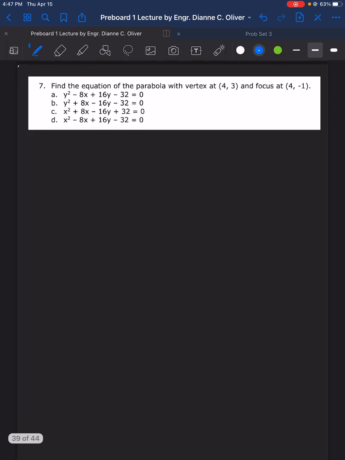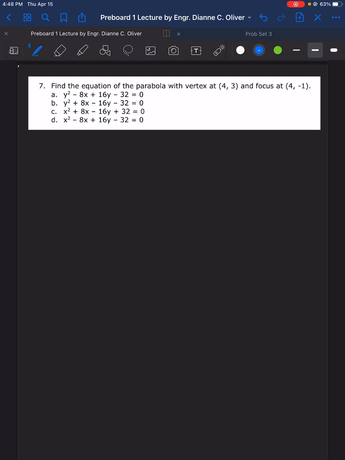Let's go to number 7. Find the equation of the parabola with vertex at (4, 3) and focus at (4, -1). A, y squared minus 8x plus 16y minus 32 equals 0. B, y squared plus 8x minus 16y minus 32 equals 0. C, x squared plus 8x minus 16y plus 32 equals 0. D, x squared minus 8x plus 16y minus 32 equals 0.